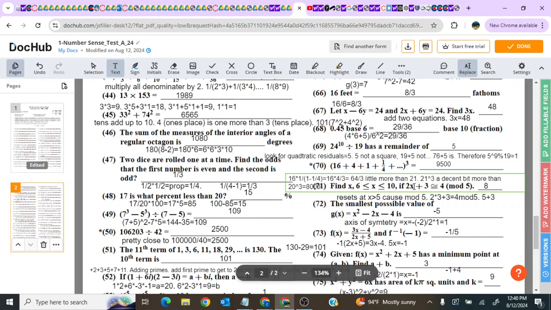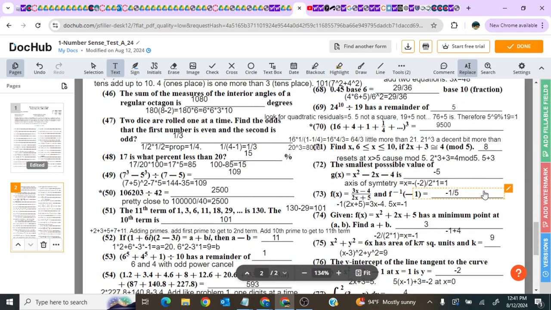Smallest possible value of g of x is what? Well, the smallest possible value happens at the axis of symmetry, which happens at negative b over 2a. So 2 over 2 is equal to 1. Once you have that, you plug in your x is equal to 1 to get your y value of negative 5.